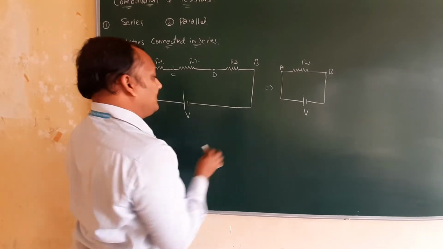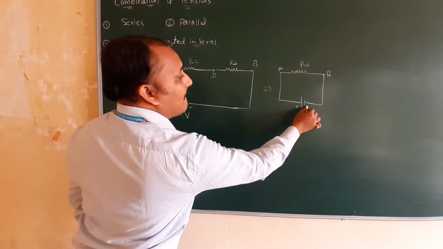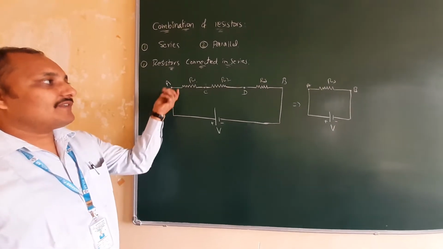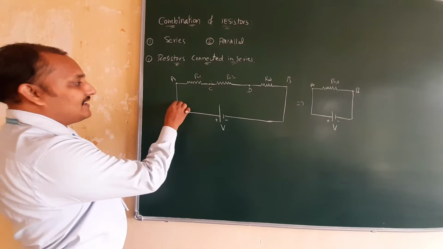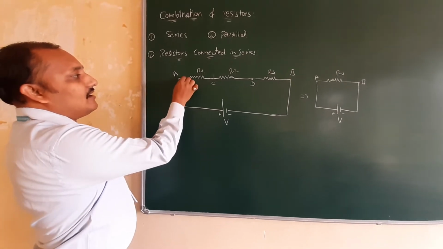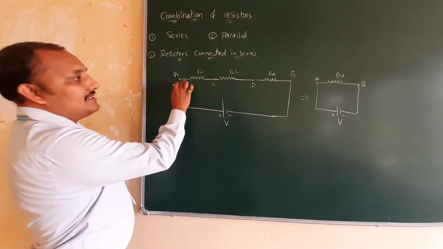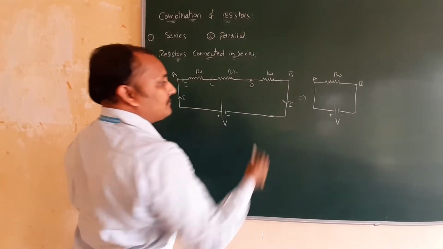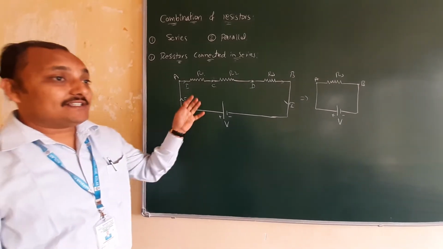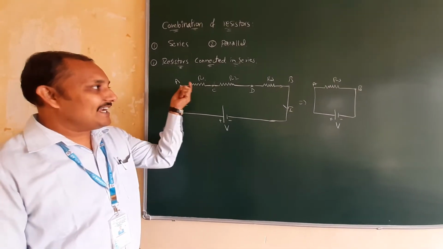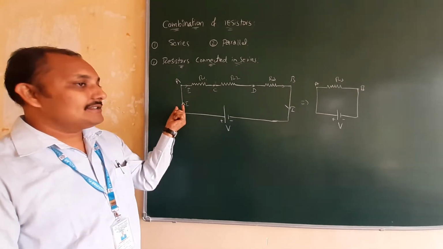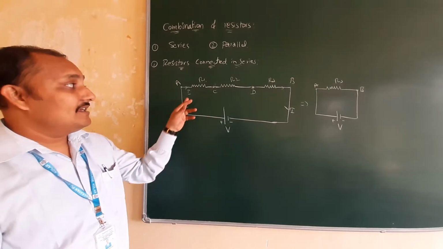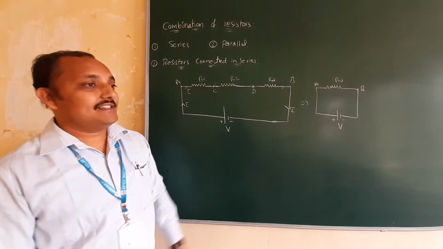Now see, the same battery is going to give some amount of current through the resistors. Current I is starting. After reaching A, how much current is entering? The same current I. When capacitors were connected in series, the charge on capacitors C1, C2, C3 was the same. Now here, the current on each resistor will be the same.